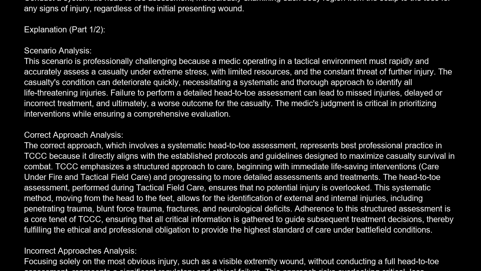The head-to-toe assessment performed during tactical field care ensures that no potential injury is overlooked. This systematic method, moving from the head to the feet, allows for the identification of external and internal injuries, including penetrating trauma, blunt force trauma, fractures, and neurological deficits. Adherence to this structured assessment is a core tenet of TCCC, ensuring that all critical information is gathered to guide subsequent treatment decisions, thereby fulfilling the ethical and professional obligation to provide the highest standard of care under battlefield conditions.